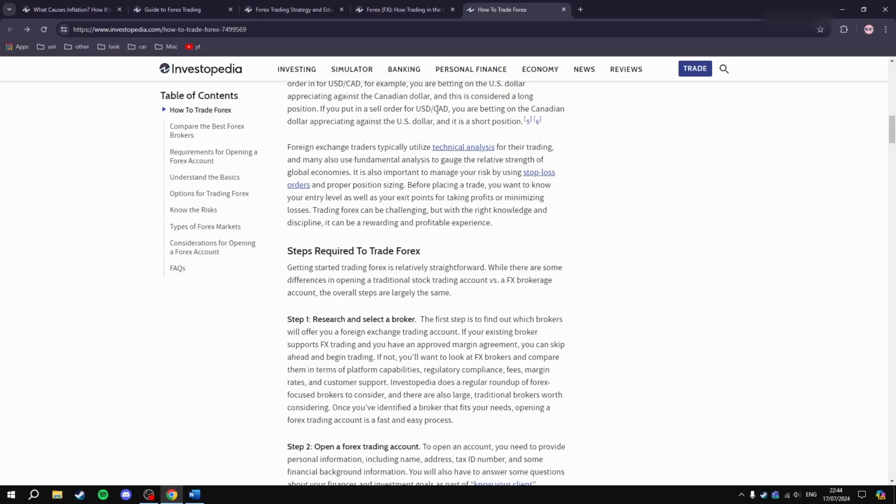If you put a sell order, you're betting on the Canadian dollar appreciating against the USD. So if you put a short order in, you're selling the USD CAD pair, so you're hoping USD CAD is going to go down. So it's going to take less CAD to exchange for 1 USD, therefore CAD is strengthening against the USD, so you're betting on the CAD appreciating against USD, and it is a short position.